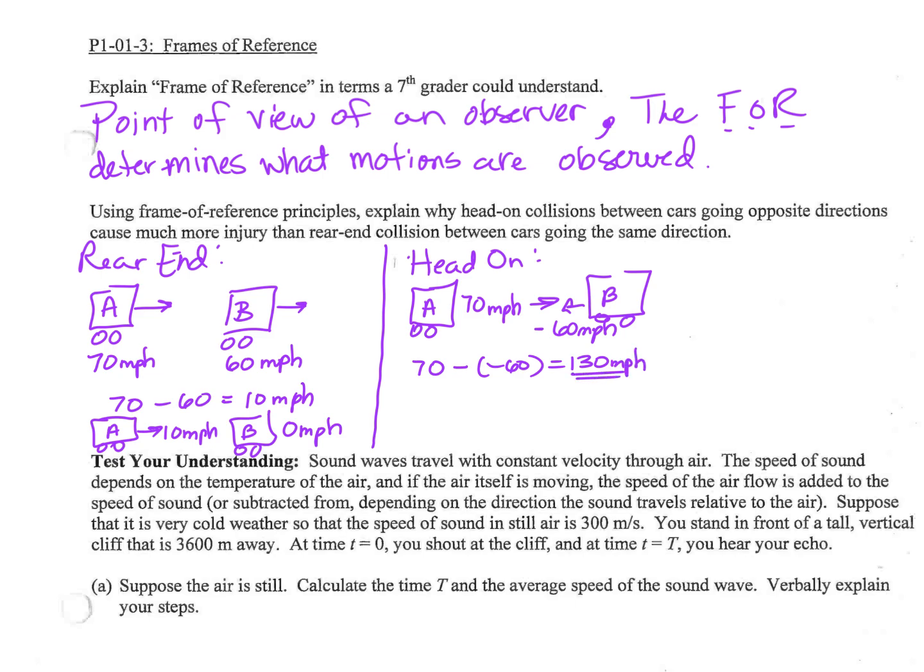Oh my gosh. So the reality is that car A is effectively hitting going 130 miles per hour while car B is going 0 miles per hour. That's going to be a much rougher collision and much more damaging. So when we look at frames of reference like this, we look at the difference between the speeds. And you do have to use the signs associated with direction and you have to take that into account.